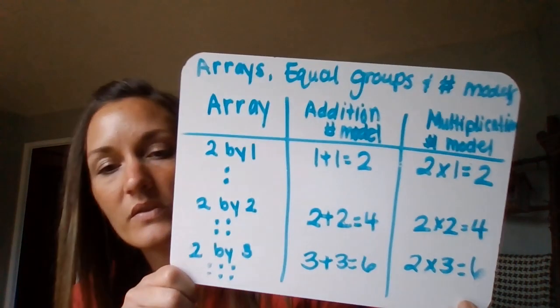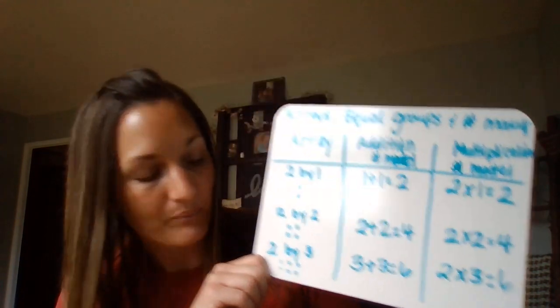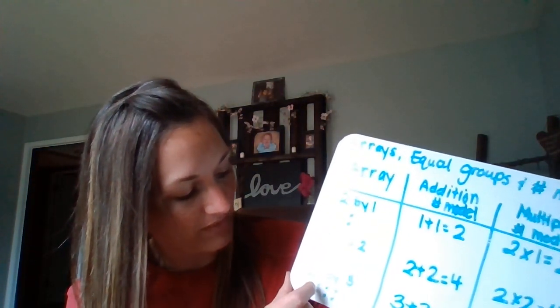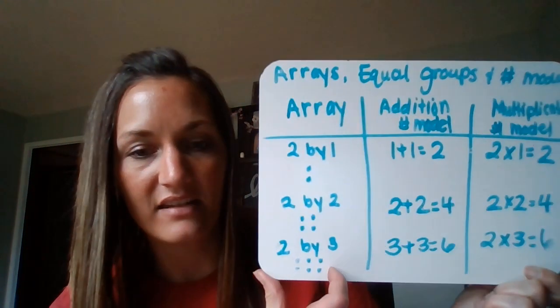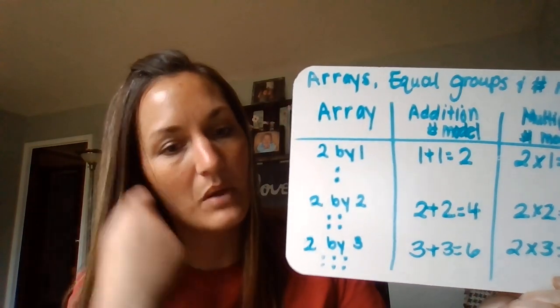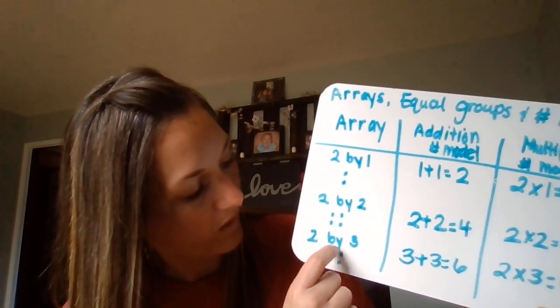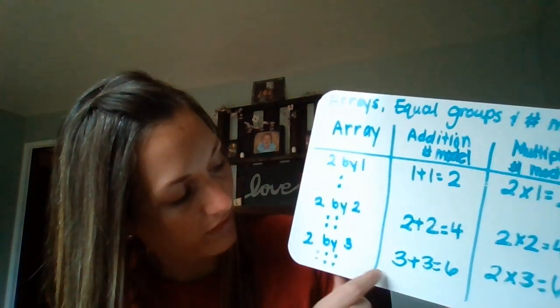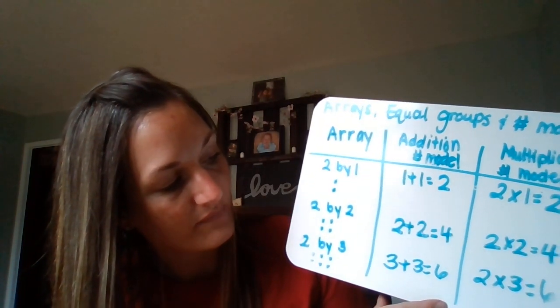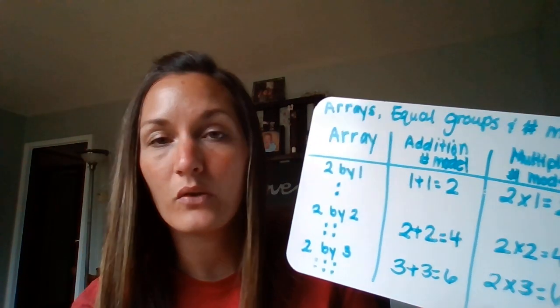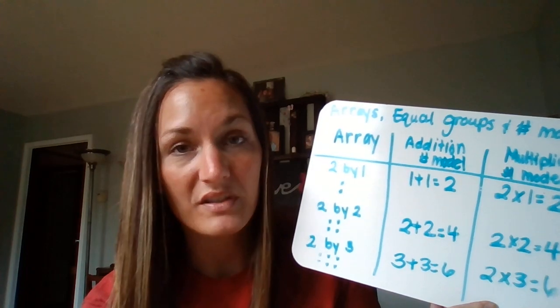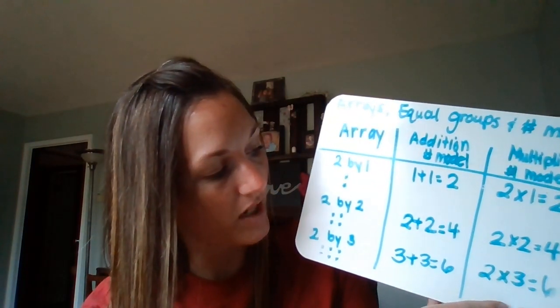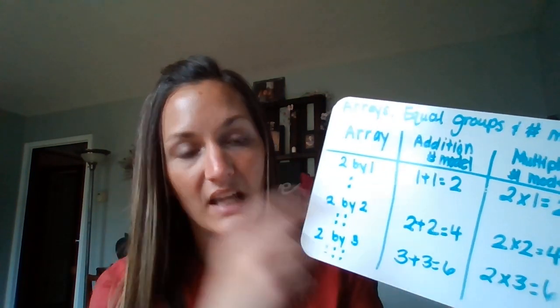Okay, so those are some of the basics. Now we could keep going. We could say a 2 by 4. That means we'd still have 2 rows. We would add another dot on each end here. We would then say 4 plus 4 equals 8. And then we would still say 2, because we have 2 groups and there's 4 in each group. 2 times 4 equals 8.